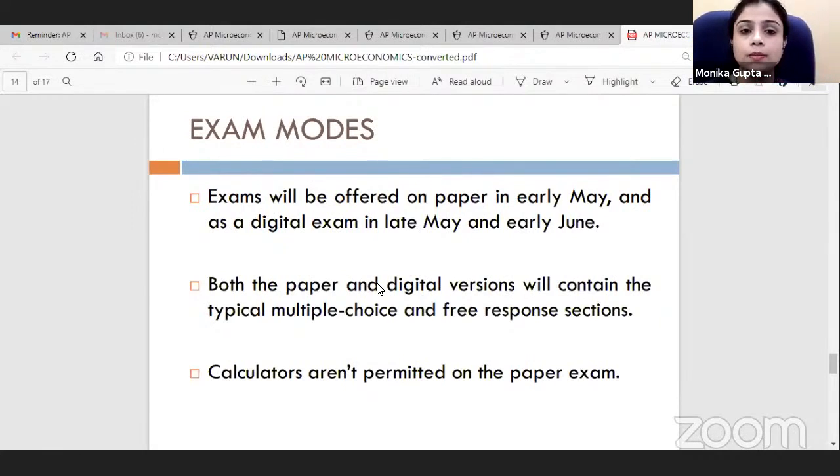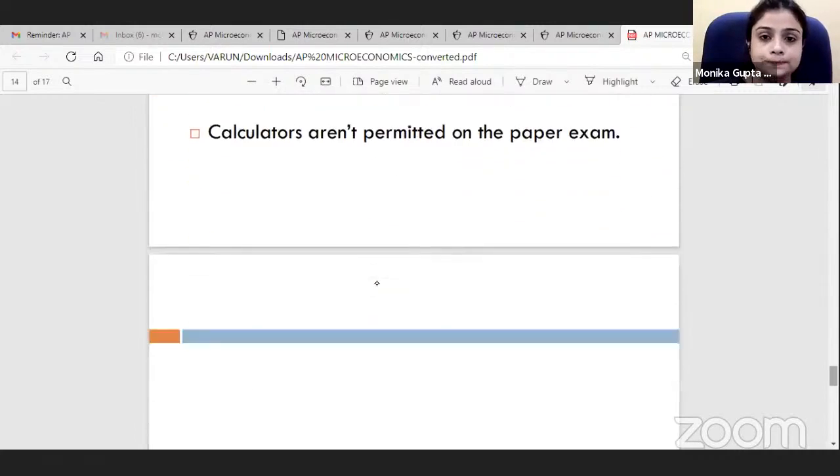Now, the third point is all about calculators not being permitted. No calculators are permitted on your paper exam or digital exam. They'll frame the questions in such a way that a calculator doesn't give an advantage to the student. There are only basic calculations in microeconomics, not such great calculations, so there is no need to use a calculator. It is just simple division and multiplication that you perform. So no calculators are allowed.